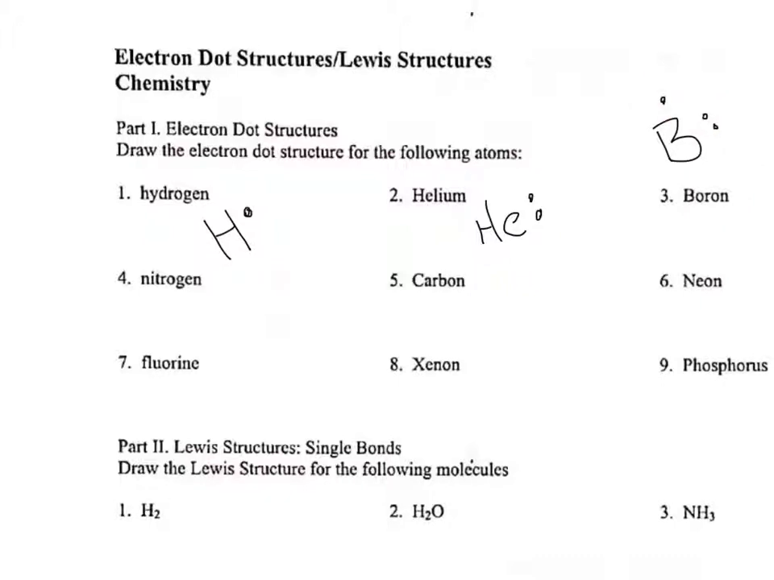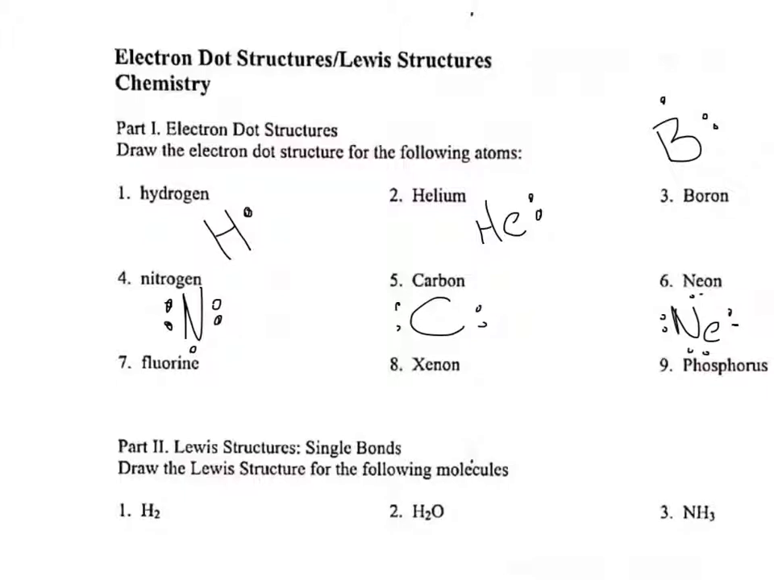Nitrogen has 5. So we draw the chemical symbol. We have 1, 2, 3, 4, and 5. Carbon has 4. 1, 2, 3, 4. Neon, noble gas, has 8. So it will be inert, meaning it's very happy. It doesn't want to give away electrons. It doesn't want to take in electrons because it has this full octet, a full shell of 8 valence electrons. So it doesn't react with other atoms very much.